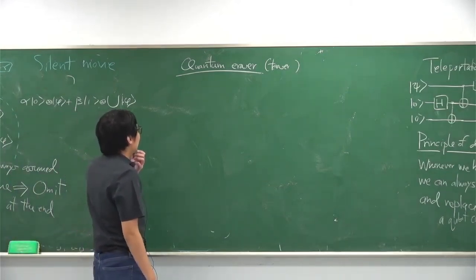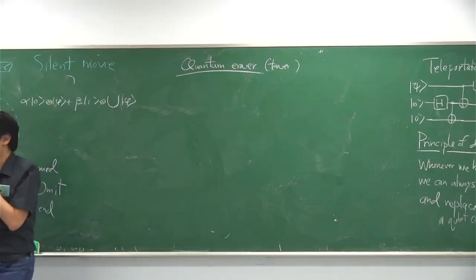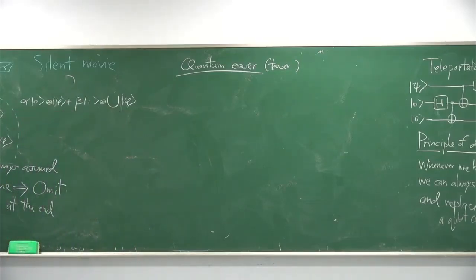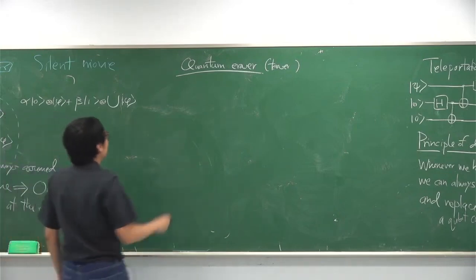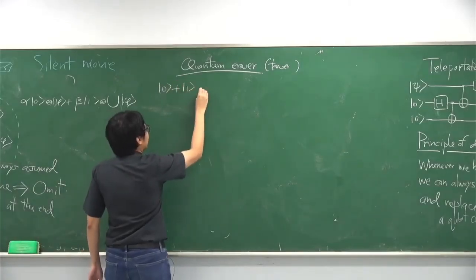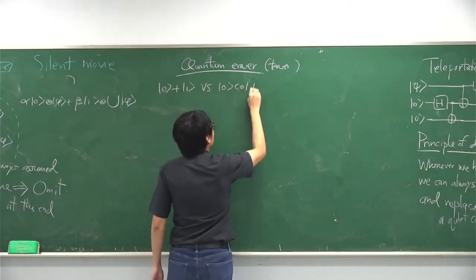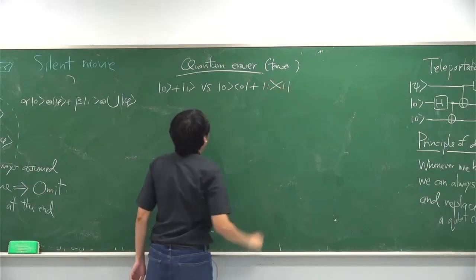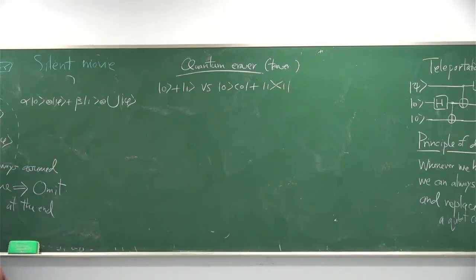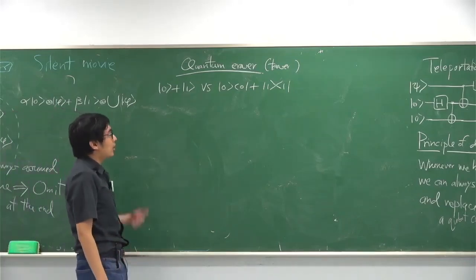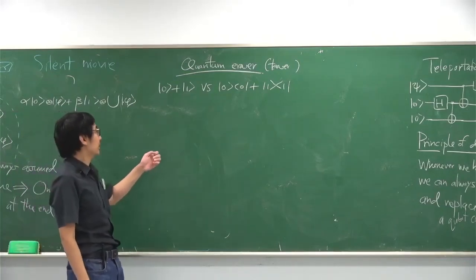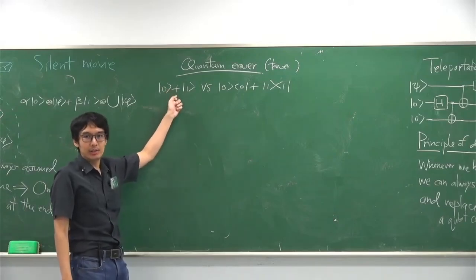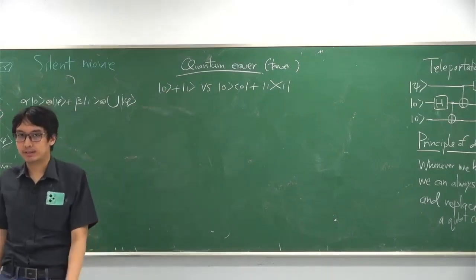So to set the stage first, I just want to talk about the difference between coherent superposition and incoherent mixture, the convex combination in a mixed state. So something like this. One hallmark of quantum mechanics is that superpositions allow interference, right?